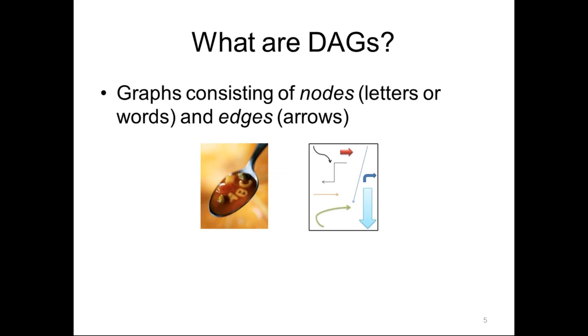So one of the tools that we can use are directed acyclic graphs, or DAGs, right? So directed acyclic graph is a little bit of a mouthful. And so these are graphs, which is probably fairly obvious in the title, that consist of nodes, which are letters or words. If you see the really formal treatment of this, you're going to see it as letters. You know, words are not wrong. And then edges, which are the arrows that connect them.